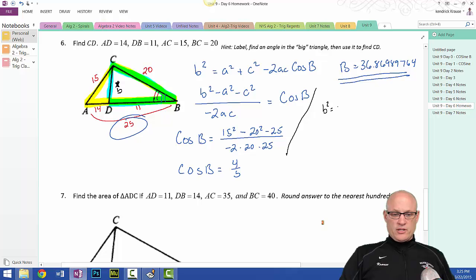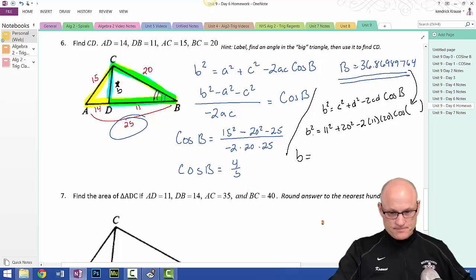is equal to, now remember, we're going to be in the BCD triangle, so you have to be careful. c squared plus d squared minus 2cd cosine b, or b squared equals, now c squared is 11 squared, plus d squared, which is 20 squared, minus 2 times 11 times 20 times cosine of this angle we found. That's why I didn't want to round it, because I only round at the end. So now I'm going to type all of that into my calculator.